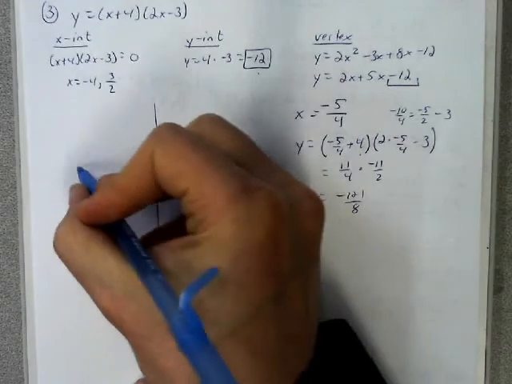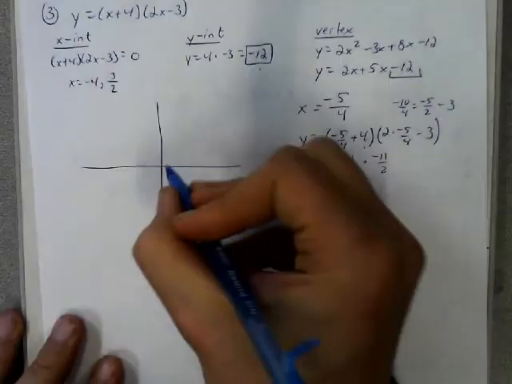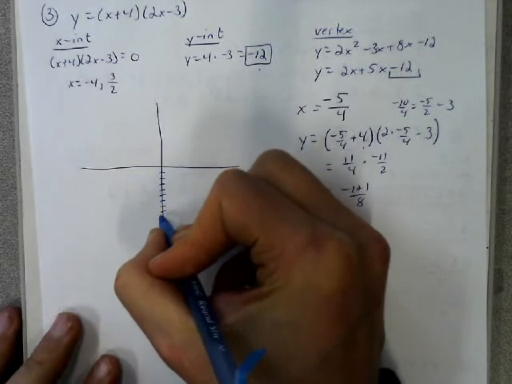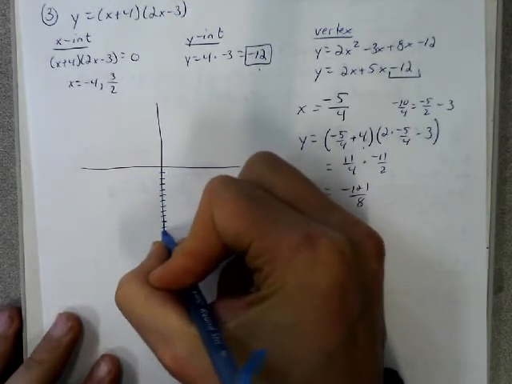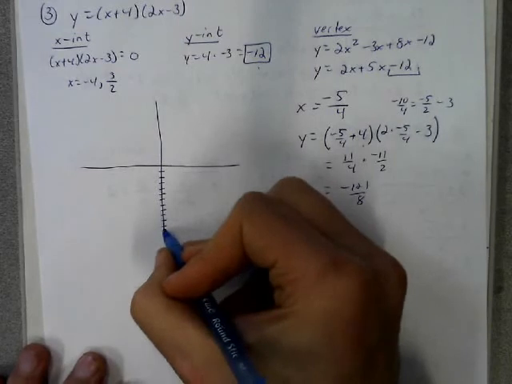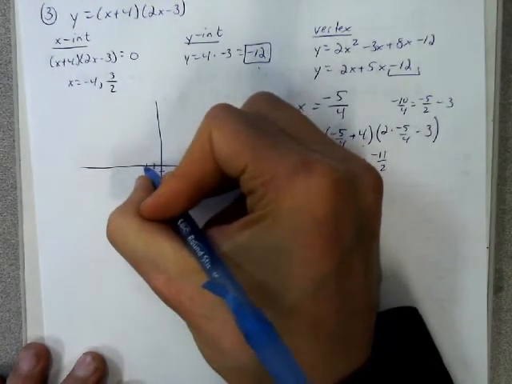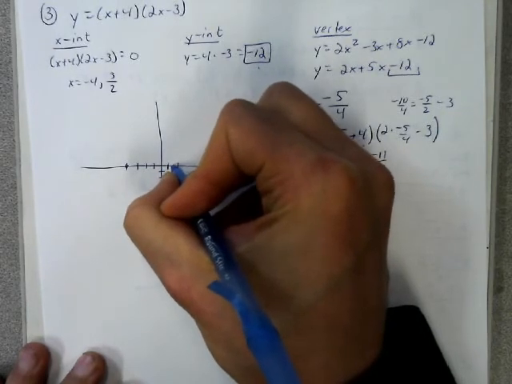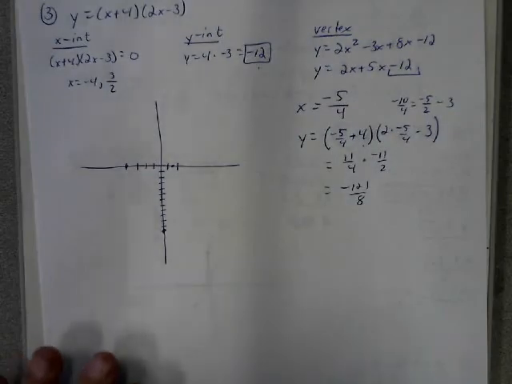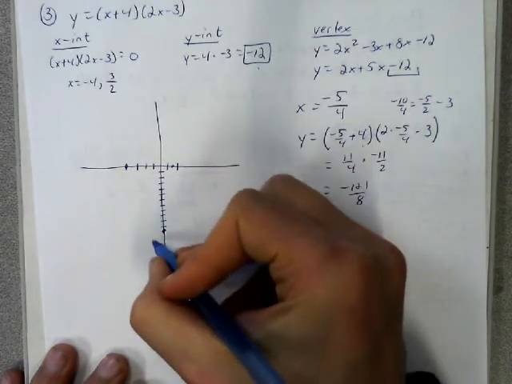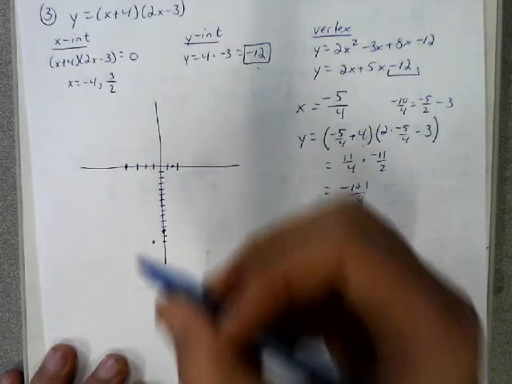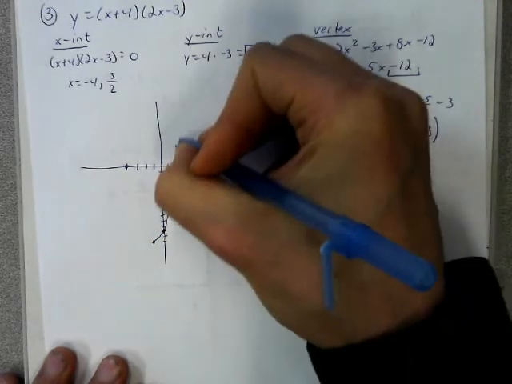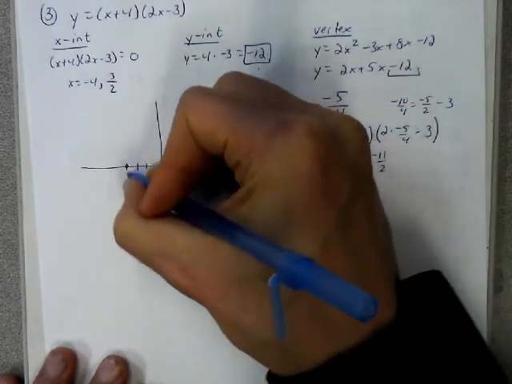So let's graph this. We have a y-intercept of negative 12. We have x-intercepts of negative 4 and 3/2. And the vertex is negative 5/4, and again it's somewhere down here in the 13-14 range. And there's our graph.